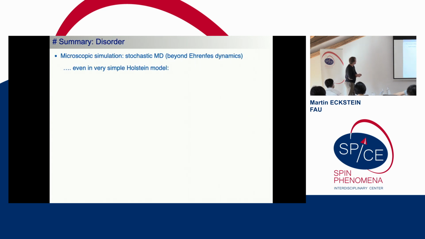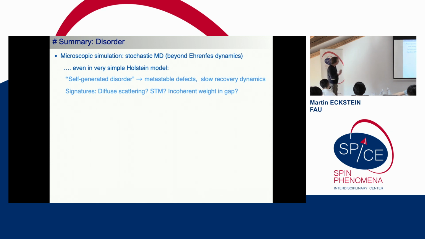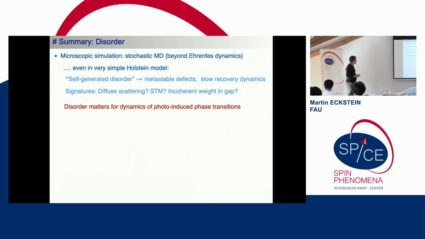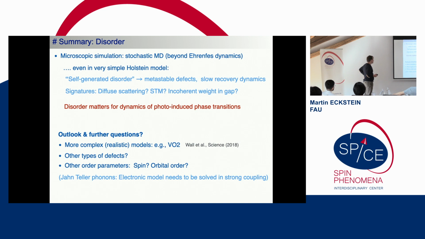Okay, so in this last part, I've shown you some microscopic simulation that actually gives this ultra-fast generation of disorder, which can be understood in terms of metastable defects and which really have an effect on creating a very long-lived dynamics in this system. And of course here again the question would be to take this to more complicated, more interesting systems rather than this Holstein model.